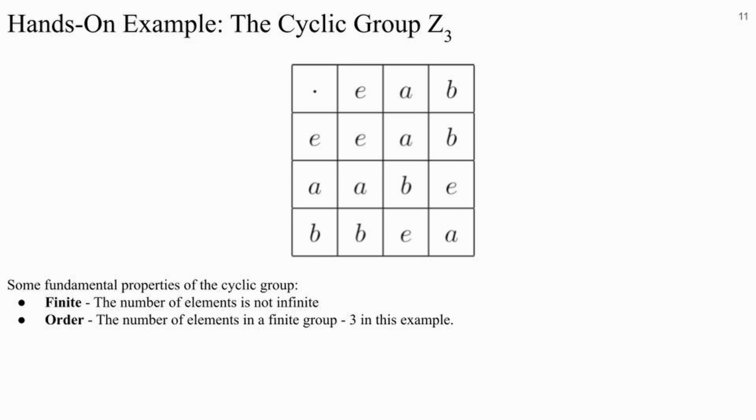While we're at it, we can add some more definitions into the mix. The Z3 cyclic group is finite and of order 3 since it only has 3 elements, and it's also abelian as the multiplication law is commutative. For example, A times B is the same as B times A, and the identity times A or B is the same as A or B times the identity.